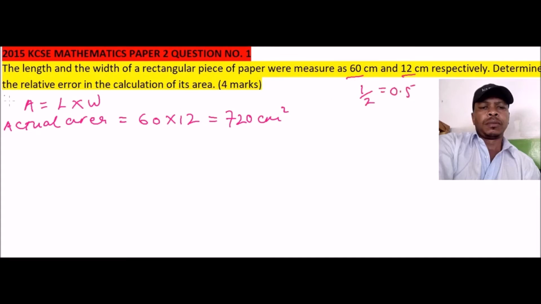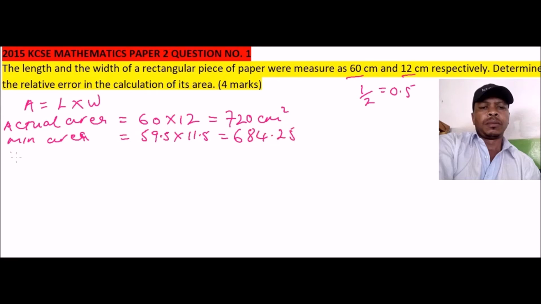So tunasema minimum area. Tutachukua minimum ya length yenye itakuwa 59.5 to multiply na minimum ya width yenye itakuwa 11.5. That as I mean, unatoa 0.5 kwa 60 ndio inakupatia 59.5, na unatoa 0.5 the least unit of the measurement there, na hapo ndio tunapata 684.25. Sasa tumepata minimum area.